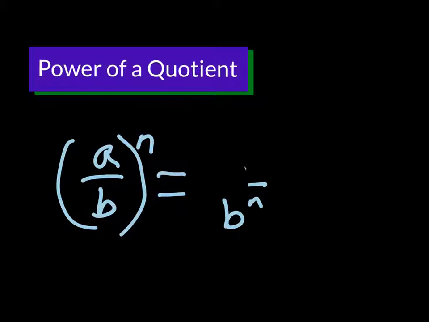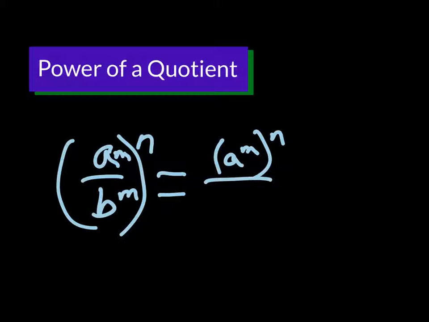But what if one or more of the terms in the quotient already has a power? So, for example, say we have a to the m over b to the m, all to the power of n. Now, according to the power of a quotient rule, the power outside the parentheses applies equally to each part of the quotient. So that means it's the same as a to the m to the power of n over b to the m to the power of n.